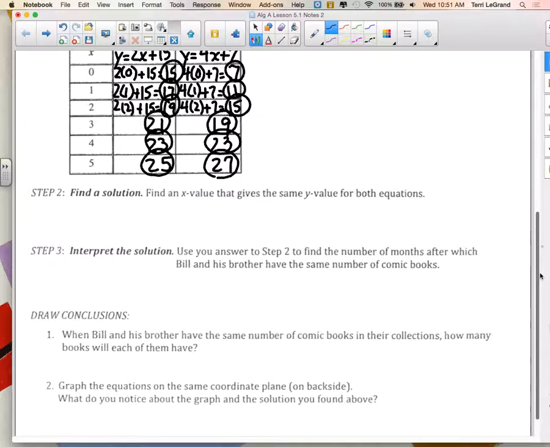So from the table, notice we're not finding it from the graph right now, we're finding it from the table, which this table can actually be graphed. Give me some ordered pairs from this table for Bill. Give me some ordered pairs that we could use to make Bill's graph.